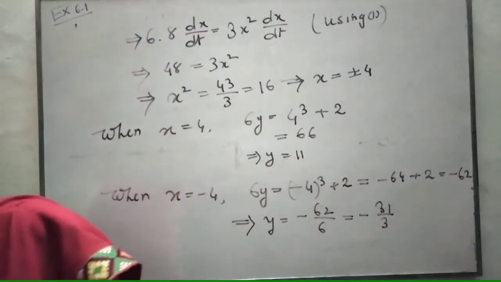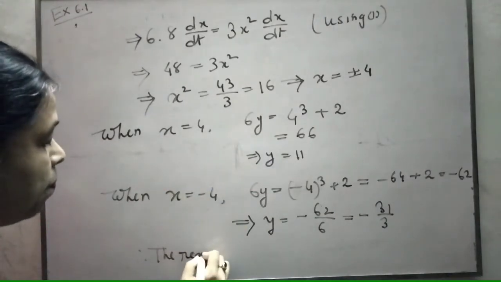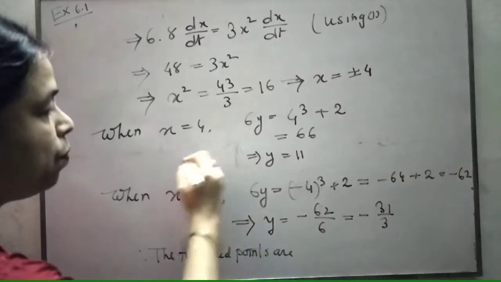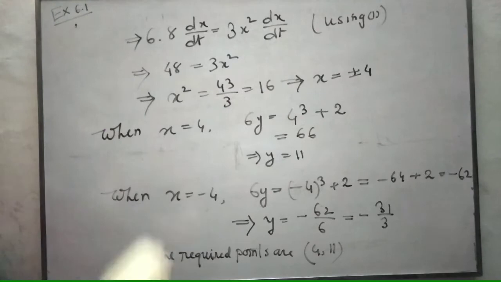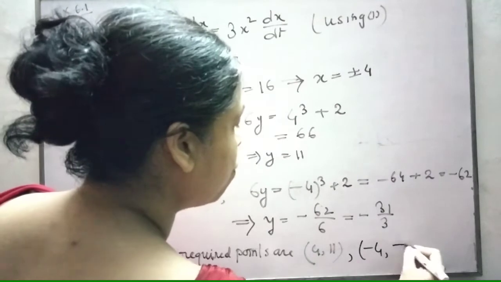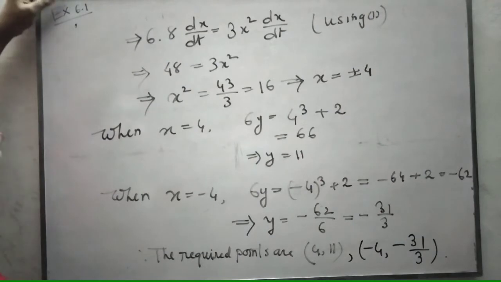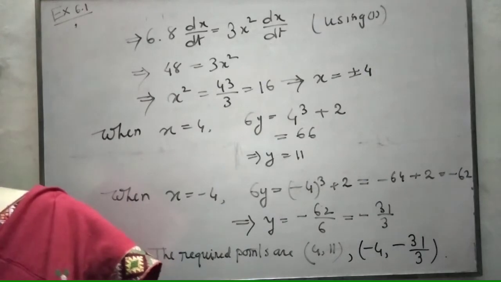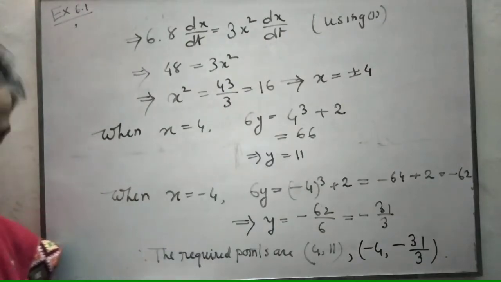So we have got 2 points. Therefore, the required points are: when I put x equal to 4, the corresponding value of y is 11. So one point we have got is (4, 11), and the other point is (minus 4, minus 31 by 3). So this is the solution of question number 11. Now, let us go to question number 12.